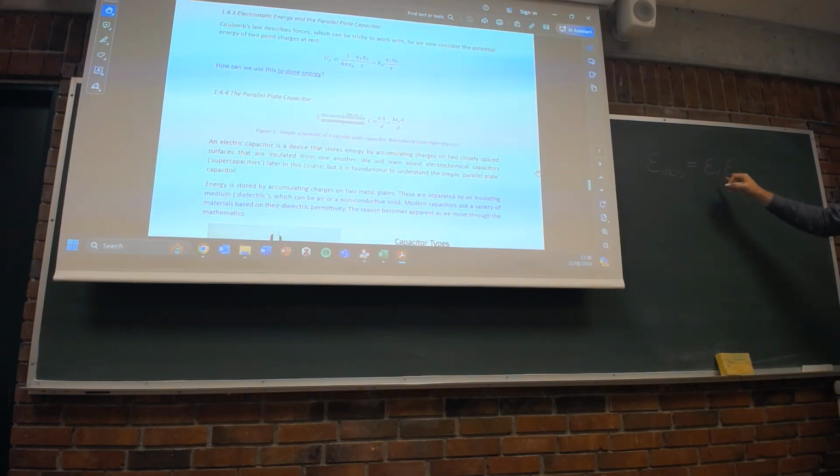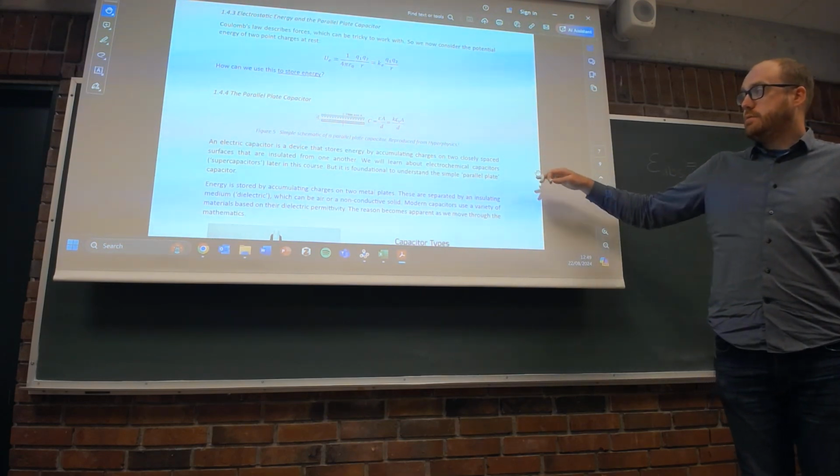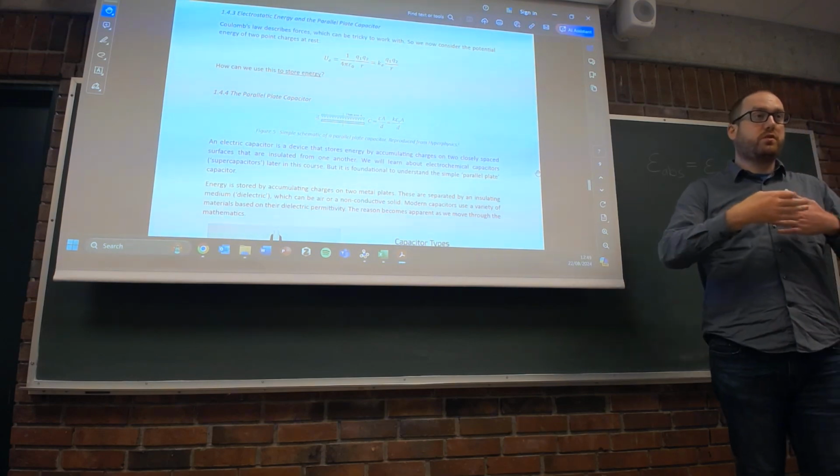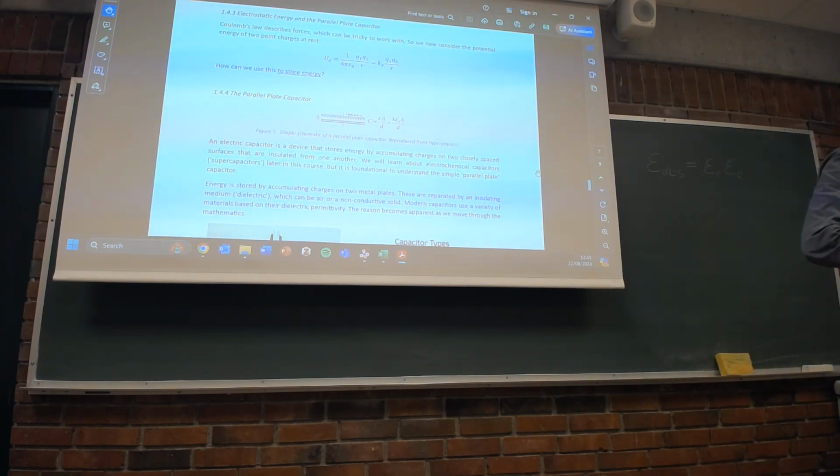So when I write things, I'll try to stick to this notation. But when you read textbooks or diagrams or Wikipedia or whatever, they'll use different notations. So that K epsilon naught is the exact same as the epsilon R. It's just a different way of writing it. So we store energy by accumulating charges on two closely separated pieces of metal. They're separated by an insulating medium, which we also call a dielectric.